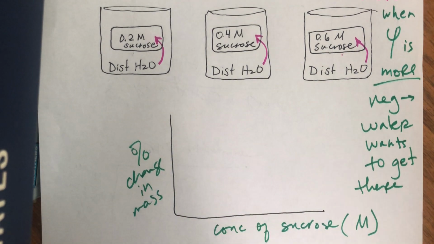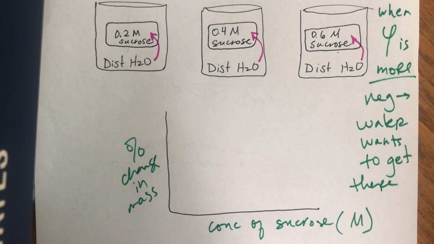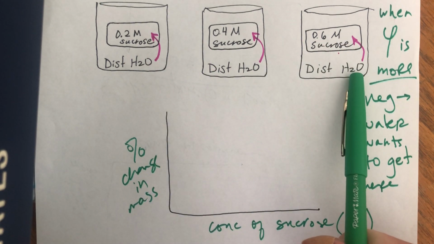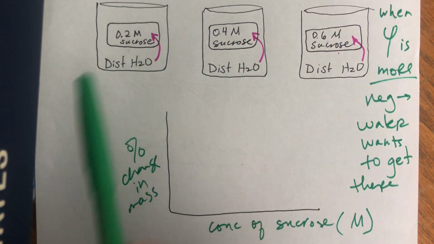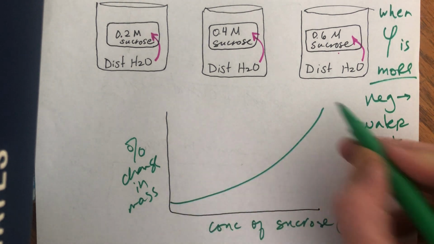Now, I don't think they're going to make you come up with those, but you have some experience in the laboratory figuring this out, so own it. What's going to happen? Well, more water is going to move into this guy than this guy, and more water is going to move into this cell than this cell. So we're going to get something that looks like this.